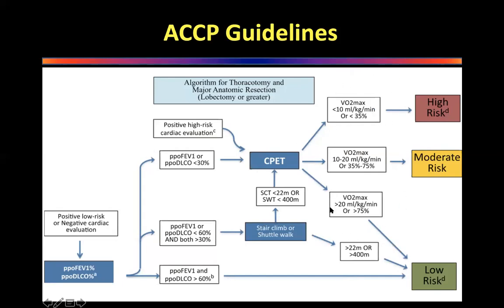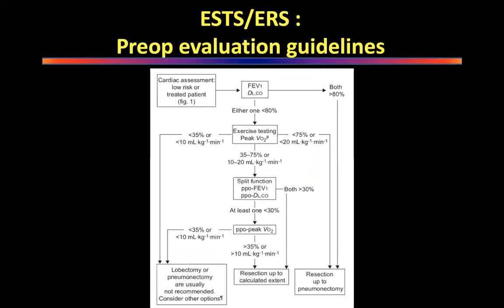And this will help you to decide whether your patient is low risk, moderate risk, or high risk for surgery. And then same thing on the ESTS, ERS guidelines, except that they have used 80% as their cutoff. So anything more than 80% is okay, but less than 80%, you go through the same pathway and you've got to decide which are the ones who can have surgery.